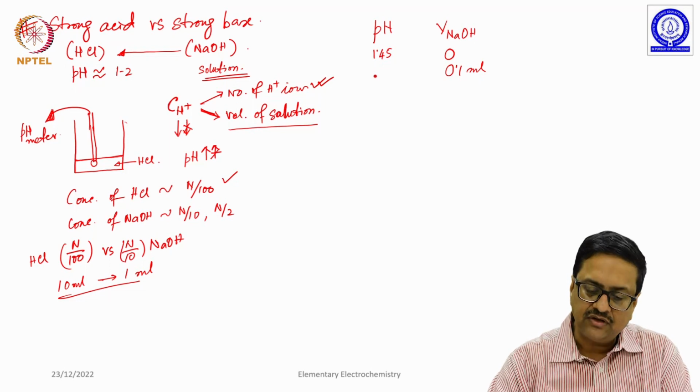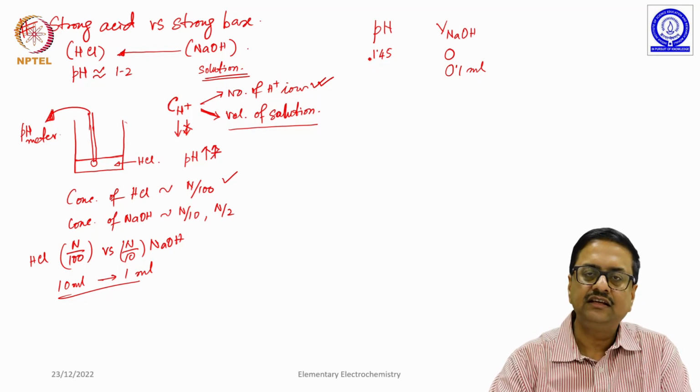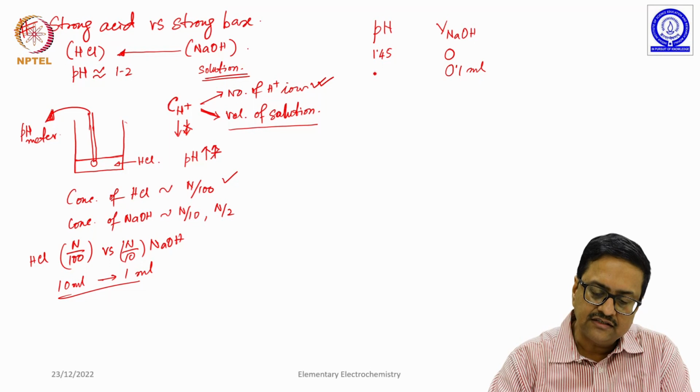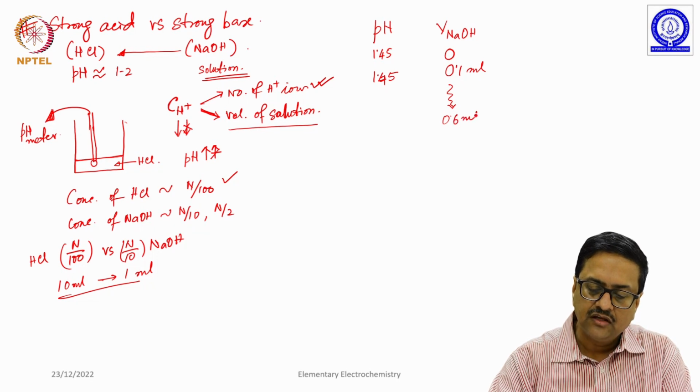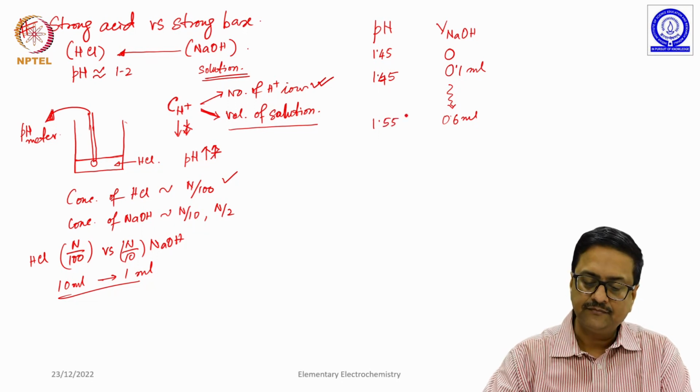for strong acid, what you will see is that this HCl is fully dissociated. As a result, the pH will not change significantly. It may not even show any change initially. So, for about up to 0.5 to 0.6 ml, you may only see the pH increasing from 1.45 to 1.55 or so, not more than that.